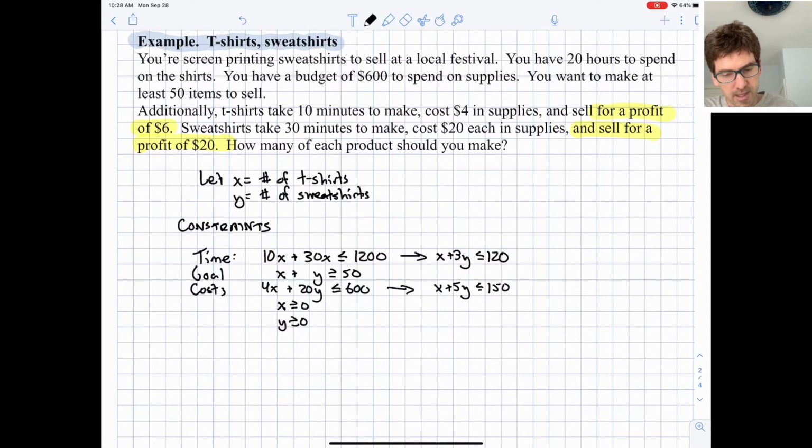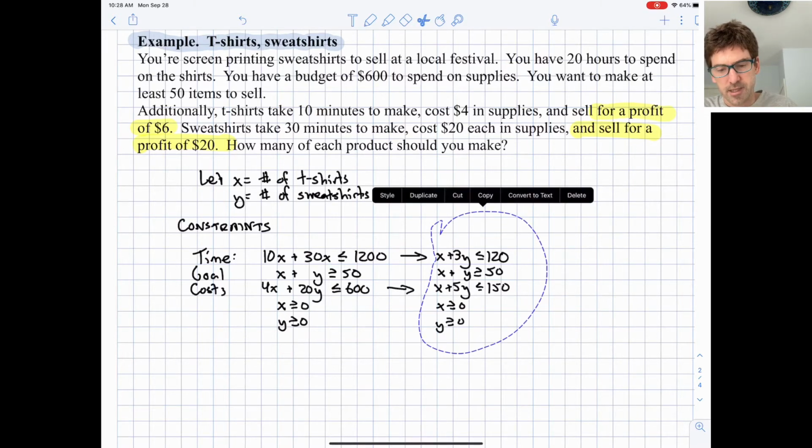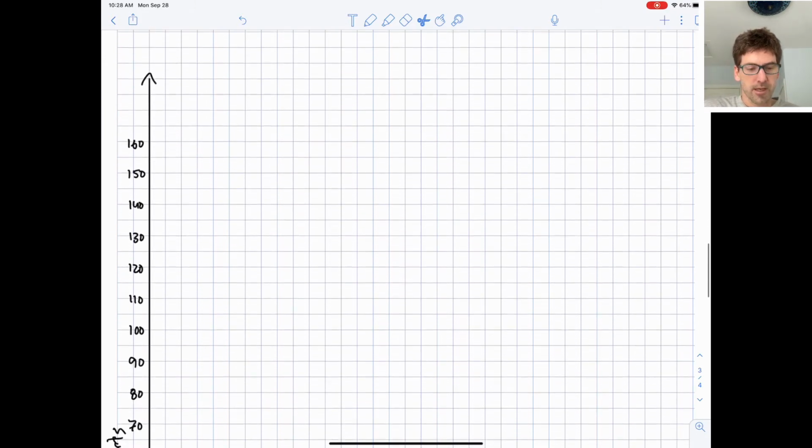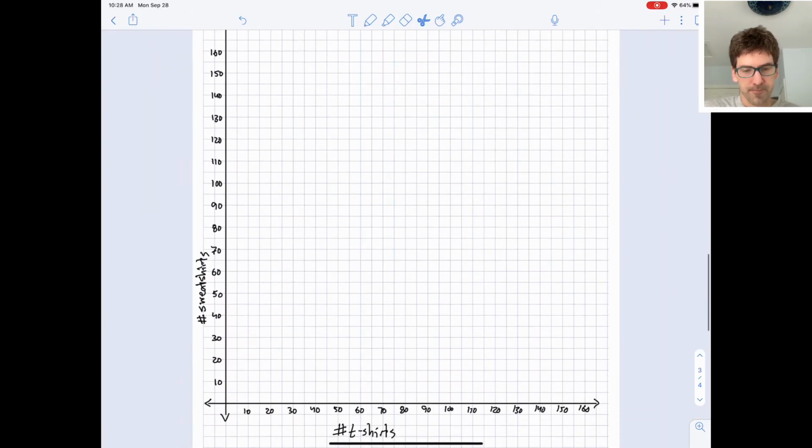So let's put all our constraints together, and I will copy them down to our graph down below. And let's go ahead and copy those. So that's our final set of constraints, and we'll go ahead and make a graph down here.